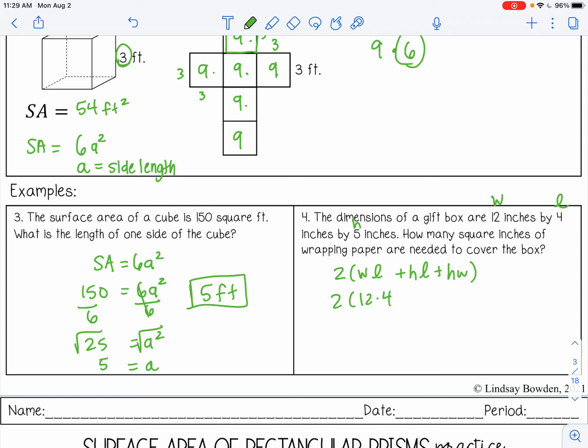So 12 times 4 plus 5 times 4 plus 5 times 12. So that would be 48 plus 20 plus 60. Then I'm going to add all those up. 48 plus 20 plus 60 is 128. And then times 2, that would be 256 square inches of wrapping paper.